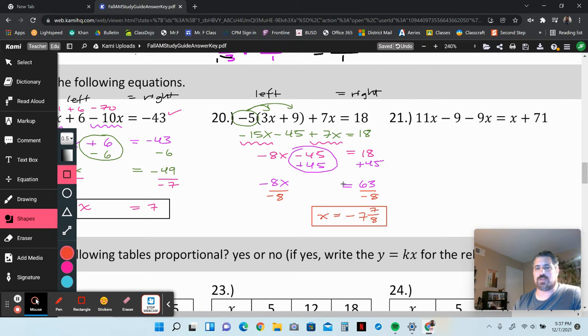If you wanted to plug in and check, you could plug in and check to make sure that you didn't make any boo-boos. I'm not going to do that right now because I'm sure you guys know how to plug in and evaluate, and I don't really have space to do it here. I'll probably do it on separate paper, and I don't want to take your time making this video an extra 5 minutes longer. So in this case over here on number 21, we're going to solve it the same way.